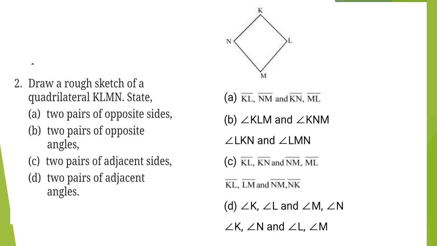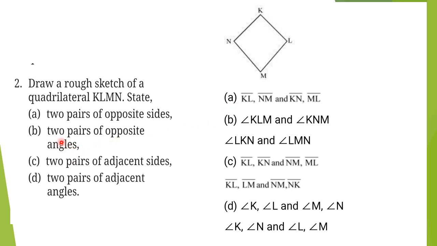Question number 2. Draw a rough sketch of a quadrilateral KLMN. State two pairs of opposite sides. Opposite sides of a quadrilateral means sides which do not have a common endpoint. So in this question, KL and NM, KN and ML are two pairs of opposite sides.